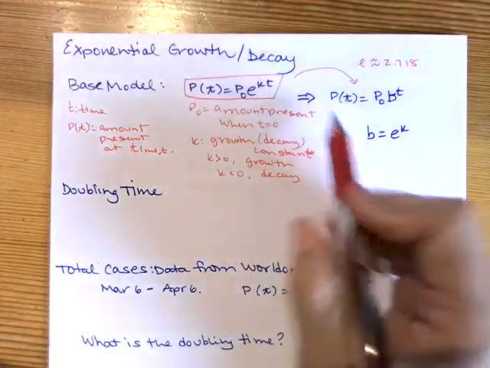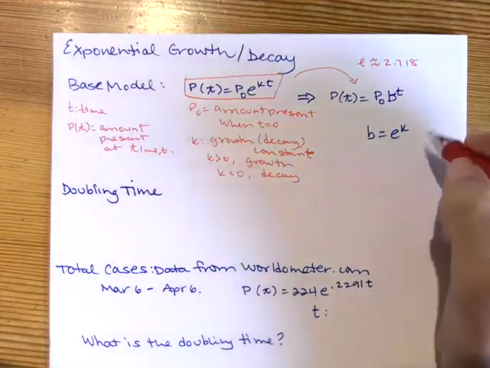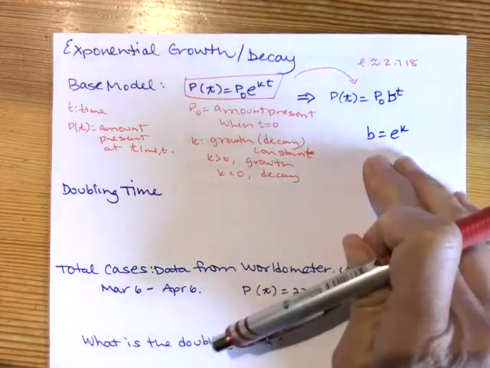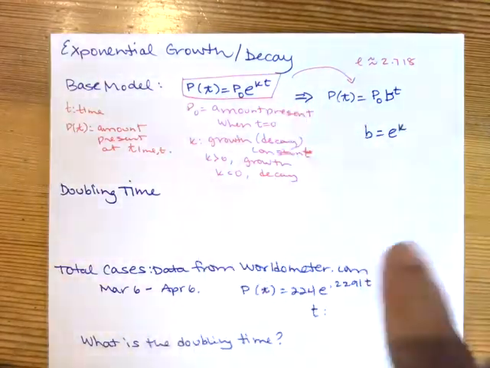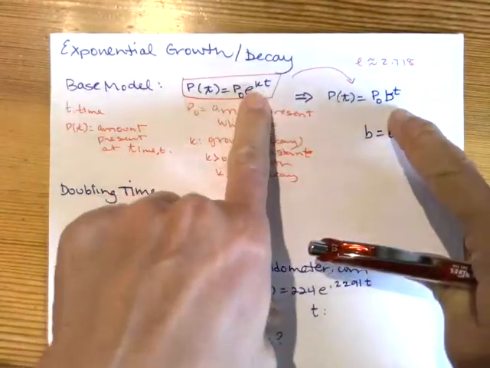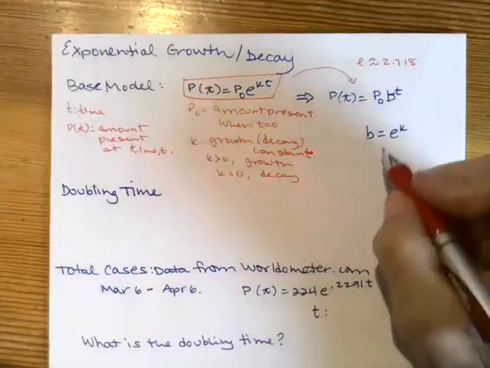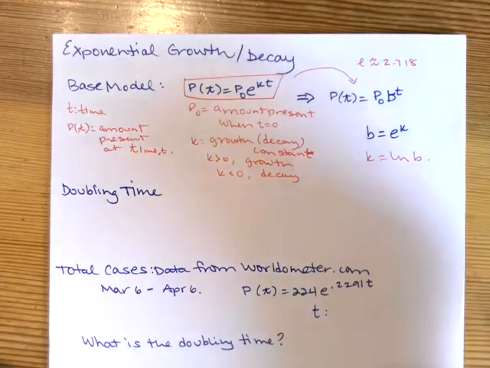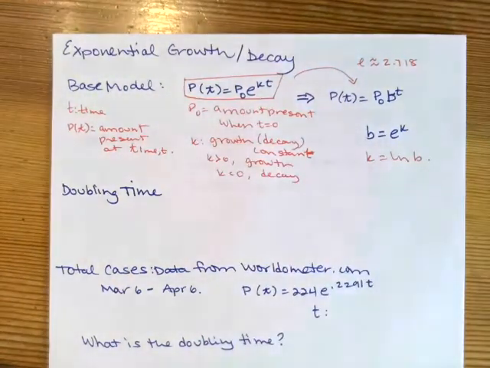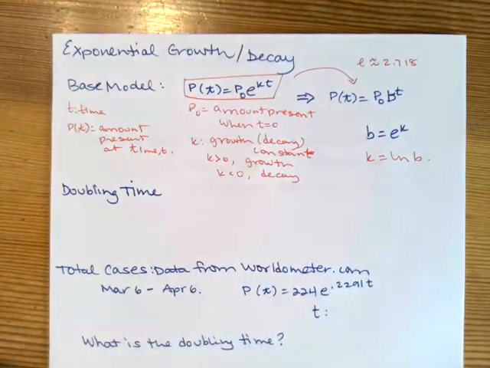The relationship between the two is that b is equal to e to the k, and you can convince yourself by raising both of these to the t, and you'll see that you get both of these. The other way you could see it is that k is equal to the natural log of b. So all of these things are related to each other. I'm just going to be consistent and use the e to the kt model.